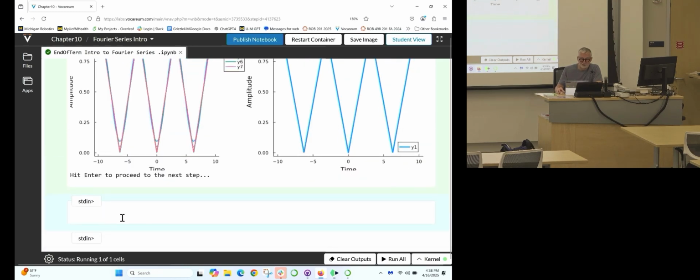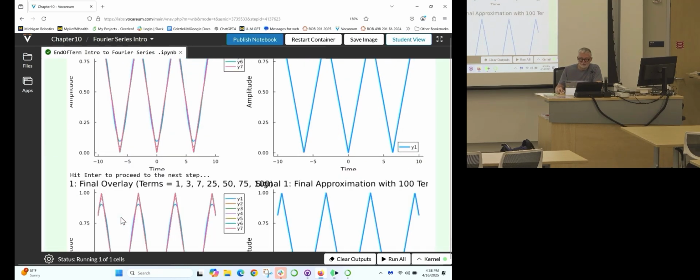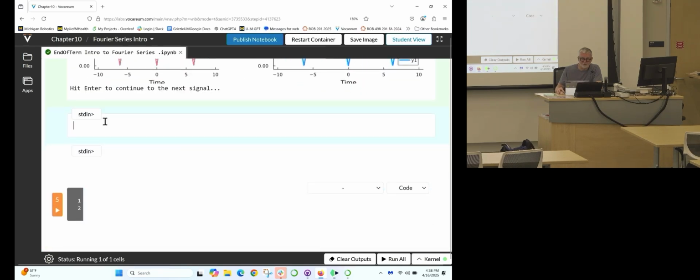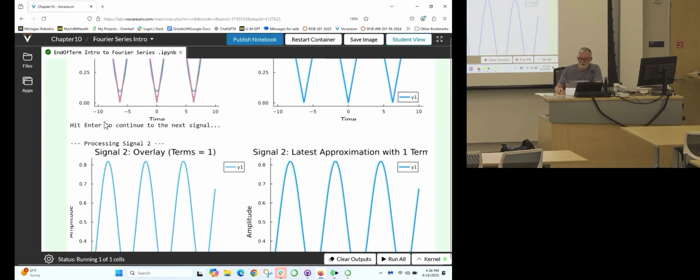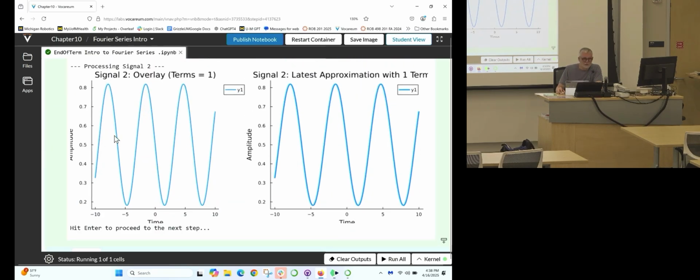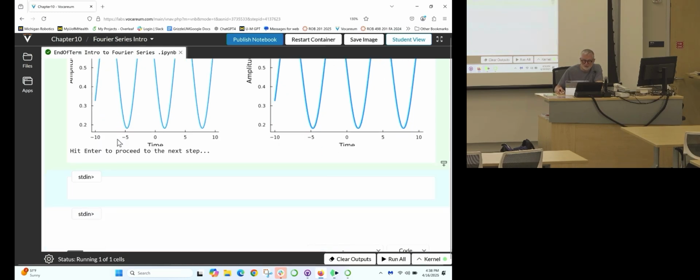Yep, and there's 100. Okay, let's get a new signal. Any idea what this one is? One term? They all look the same, okay? I guess they square.